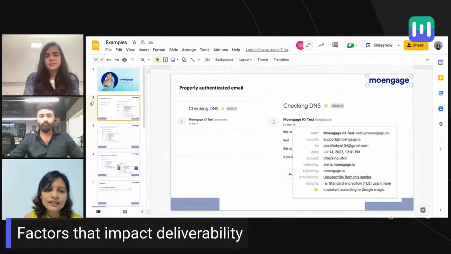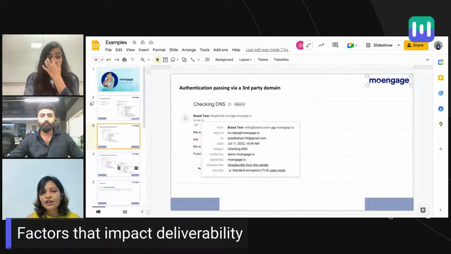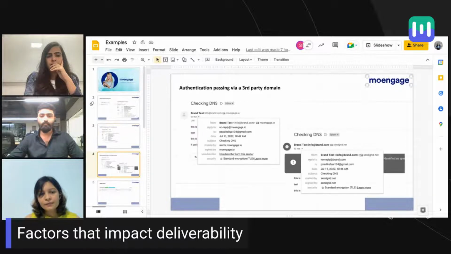Now can you go to the second slide? Yeah, now if you look at this example, you see an email from brand.com and it did come to the inbox, but it came via moengage.io. So it's basically you leveraging the reputation and the authentications of moengage.io to go out, right? Can you click on the next slide? Similar example, it's the same brand.com, but it's going via SendGrid.net. Here again, it's utilizing the authentications of SendGrid.net.